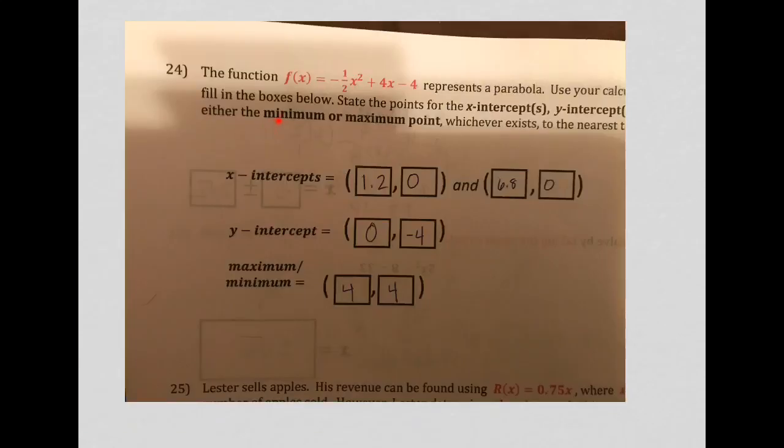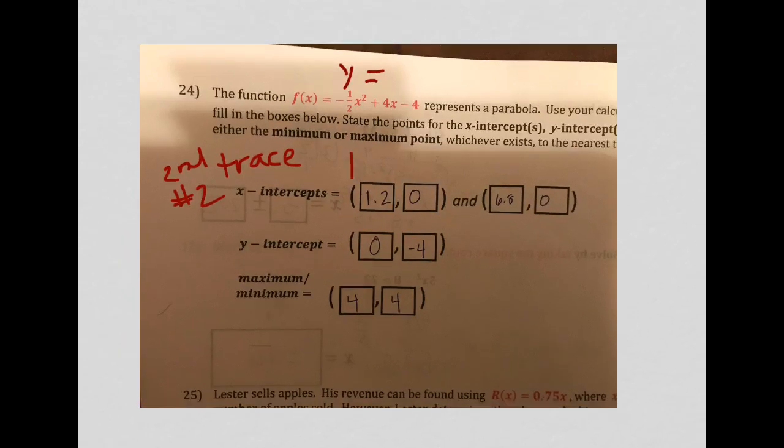24, so remember, when you do these, you're going to put the equation in y equals in your calculator. And then to do the x-intercepts, you're going to do second trace. You're going to choose number 2. You have to give it boundaries. So my answer is 1.2. So on the graph, I should tell it to do between 1 and 2. And enter, and it'll spit out that.